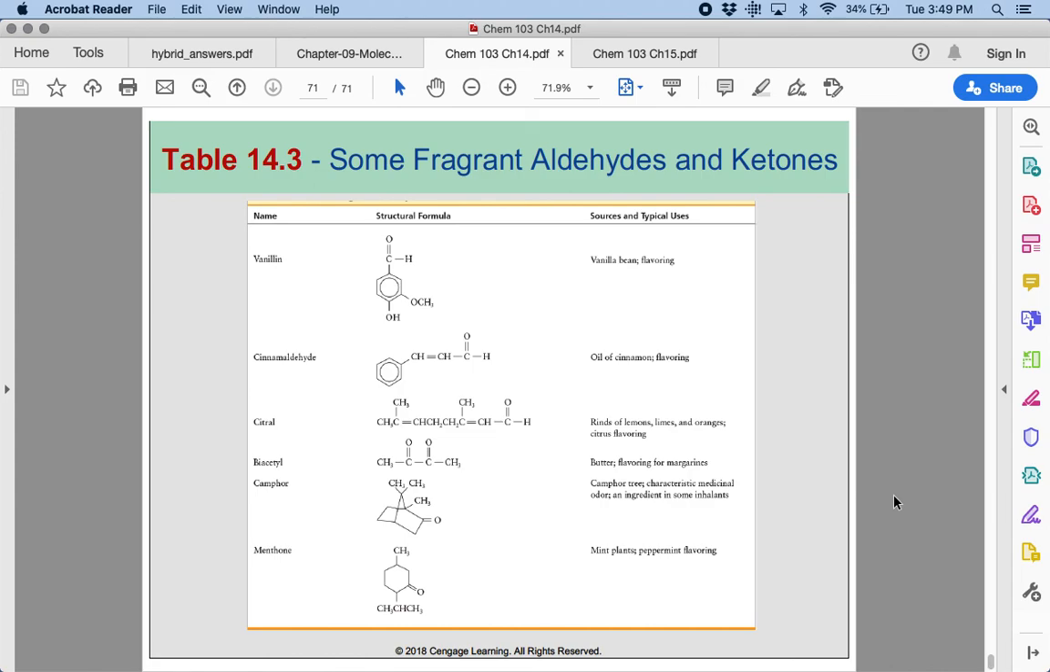So this ends our chapter 14 slides. I encourage you to do the reading in the text as well as the homework, and check out the extra help section that we have for Unit 3 on Canvas.